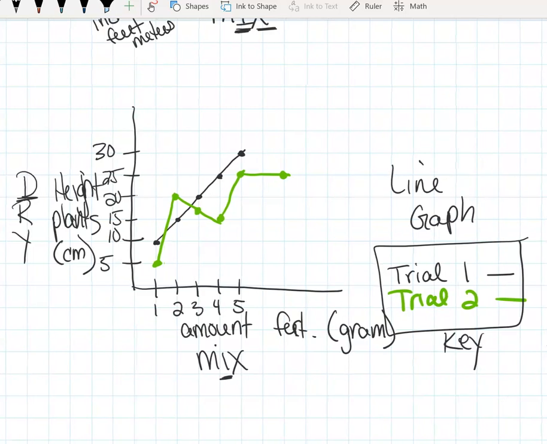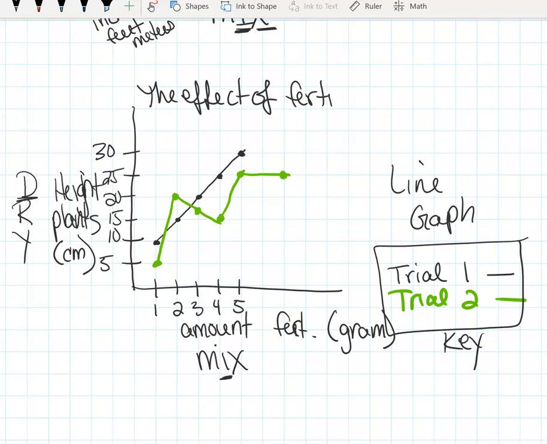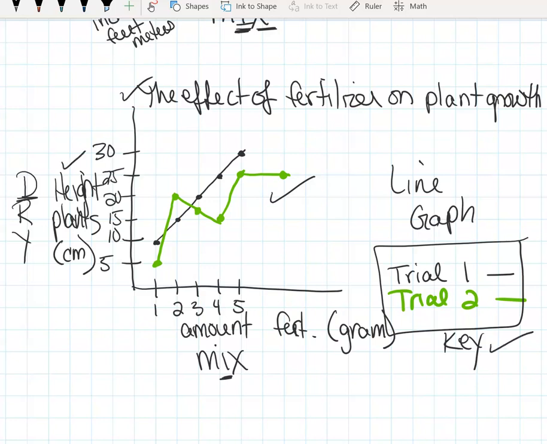The only other thing that we are missing from this graph: we have our data, we have our labels, our units, we have a key, we need a title. So we're going to call this the effect of fertilizer on plant growth. Those are the key items that you need in every single graph: a title, your data, a key, your labels, and units.